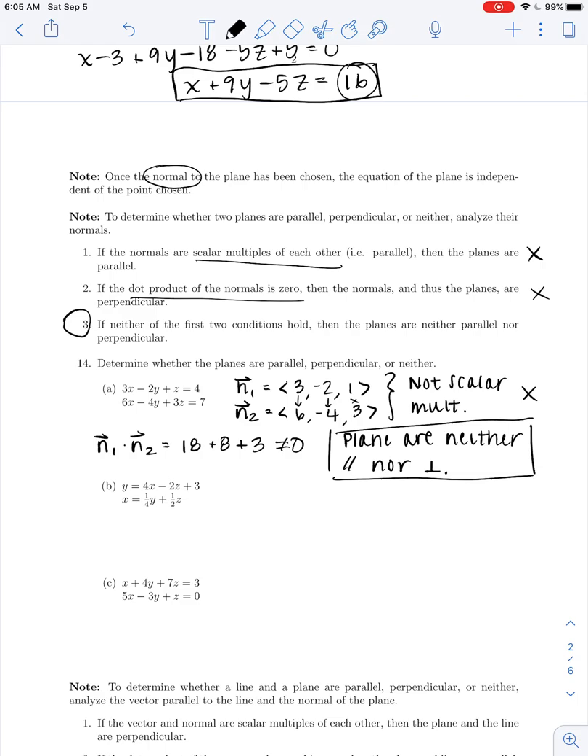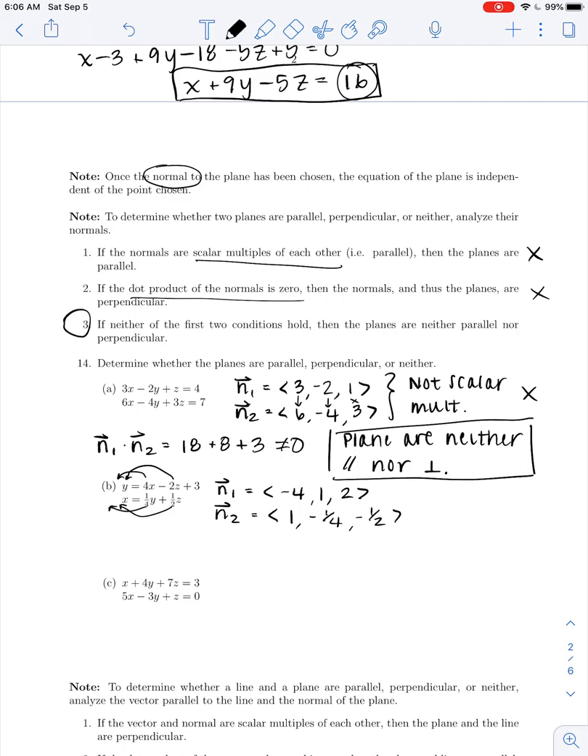All right, we're going to do the same process here for B. You'll notice here that these are not written in standard form. So what we're going to have to do is move all of the x, y, z terms to one side for both equations. All right, so keeping that in mind, our n1 here is going to be a negative 4, a positive 1, and a positive 2. And n2 is going to be 1, negative 1/4, and negative 1/2.